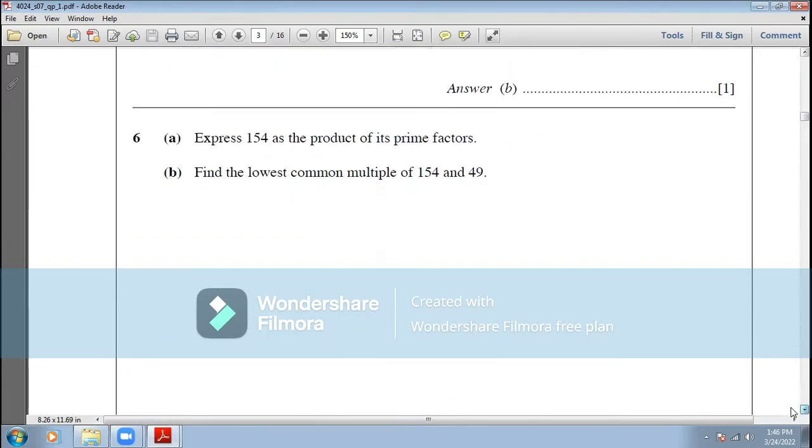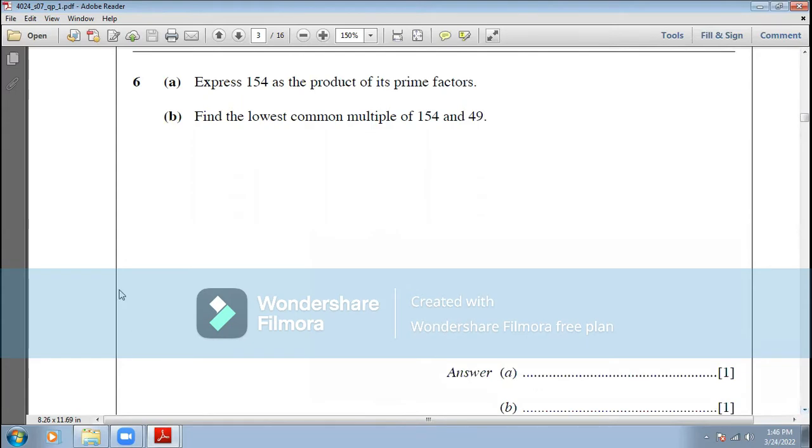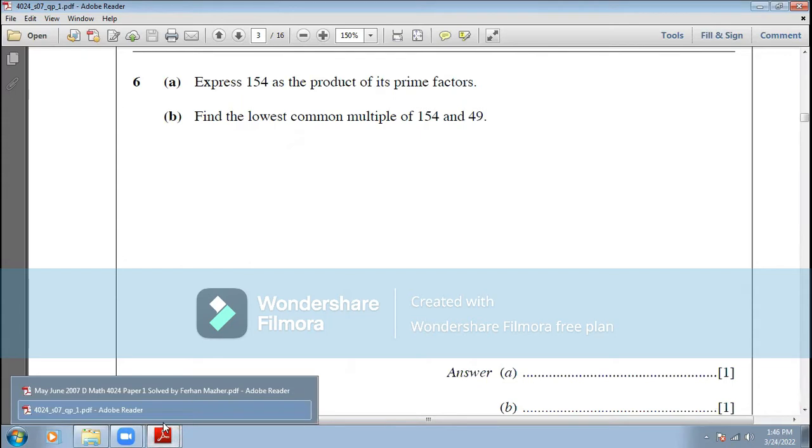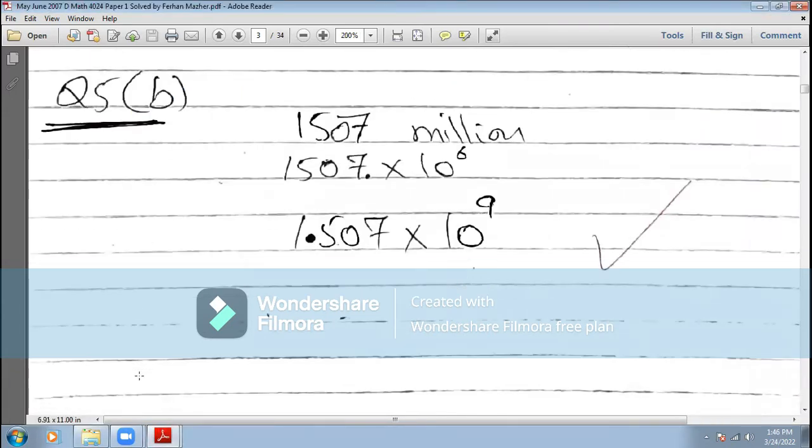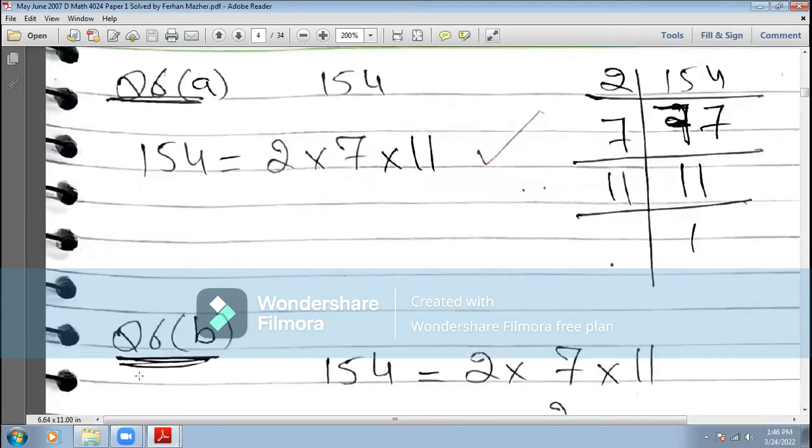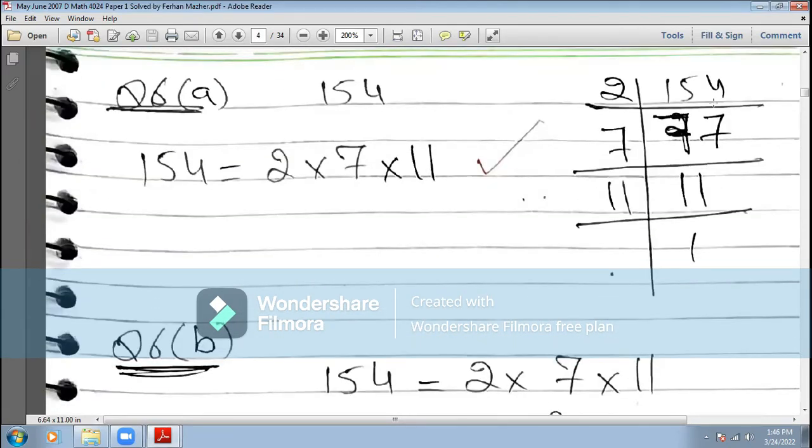Okay. The next question coming up on your screen is question number 6. He says express 154 as the product of its prime factors. And then he says find the lowest common multiple of 154 and 49. Okay, so I will do the short division like this. 2 7s are 14, 2 7s are 14, 7 11s are 77, and 11 1s are 11. So 154 is equal to 2 multiply 7 multiply 11.